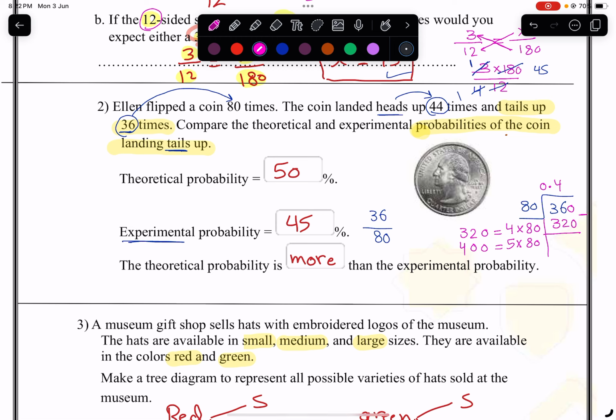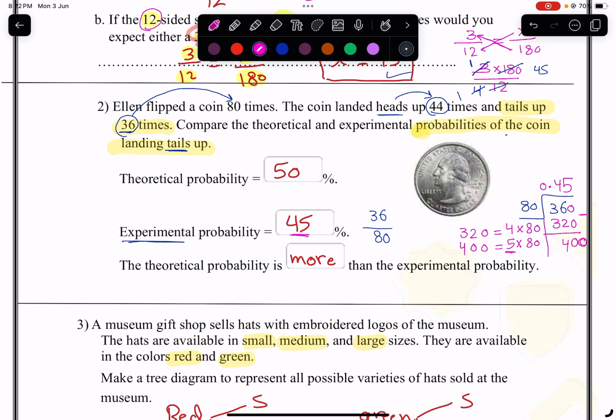Subtract. 0 minus 0 is 0. 6 minus 2 is 4. So we need to increase the number because we can't divide 40 by 80. So we will put 0. 400 divided by 80 is 5. So what is the percent here? 45. So experimental means we find the exact number.